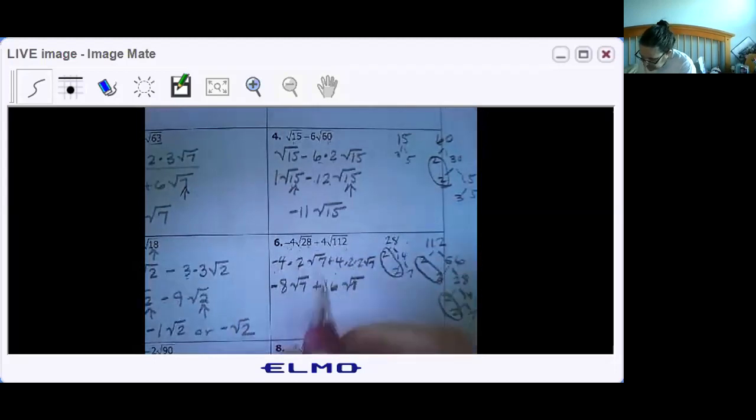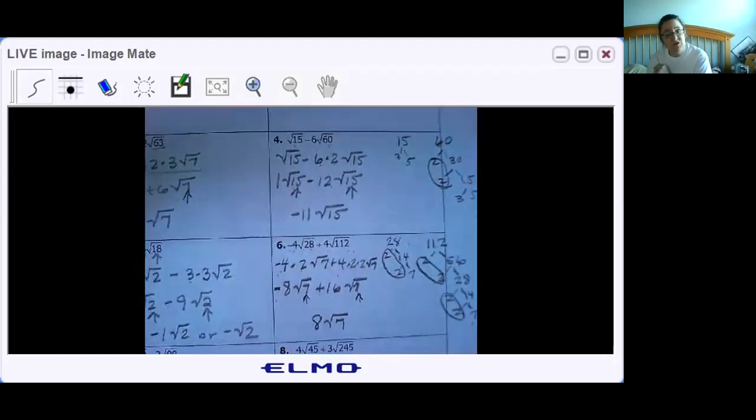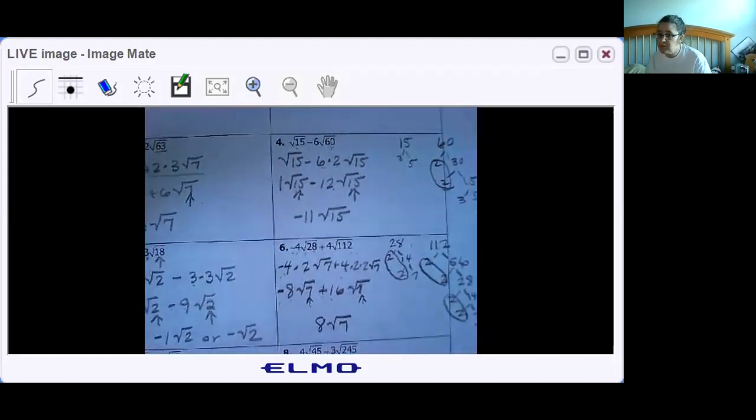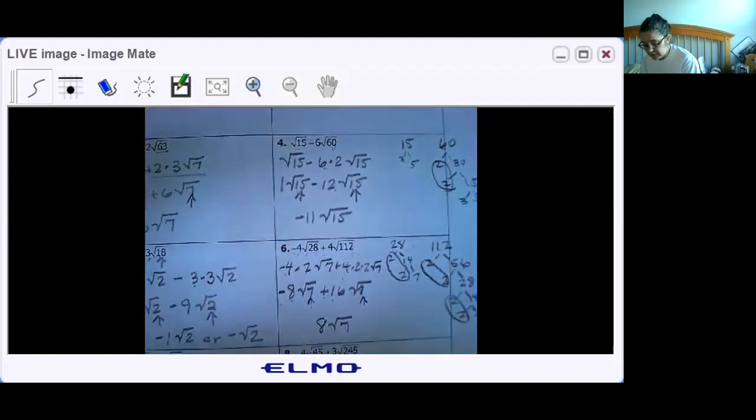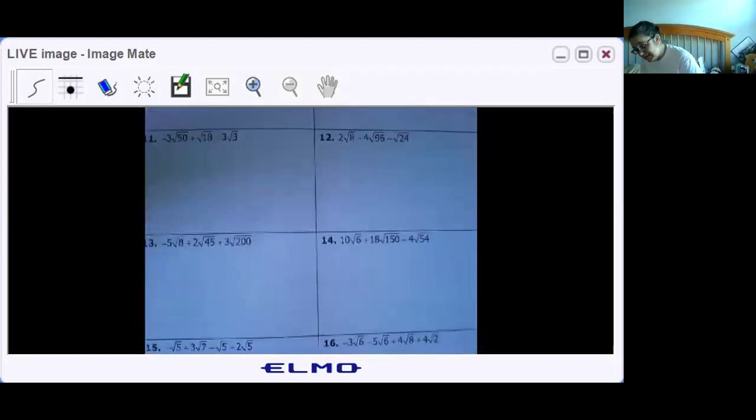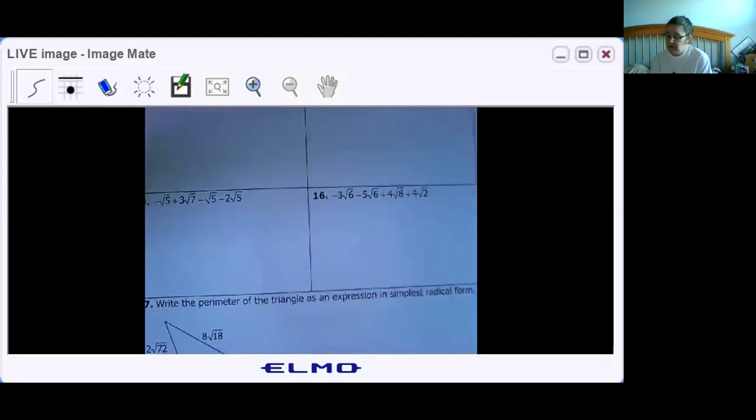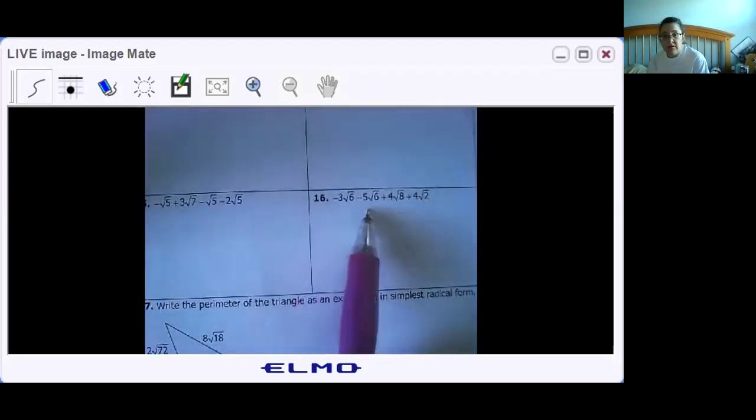Now, our square roots match, so we move to our coefficients. Negative 8 plus 16 is 8 on the square root of 7. So as long as we are careful and make sure that we have everything in simplest radical form, and then we combine our coefficients carefully, we should be in good shape. Does this change when I go from a square root to a cube root? Nope. Same idea, same practice. Most of the time when you see this, though, in your future math classes, it's going to be just like this. It's just going to be the square roots.